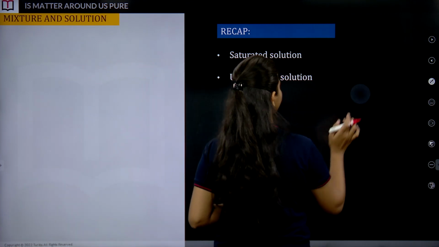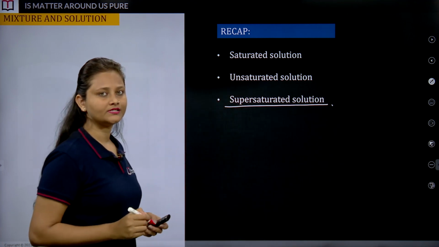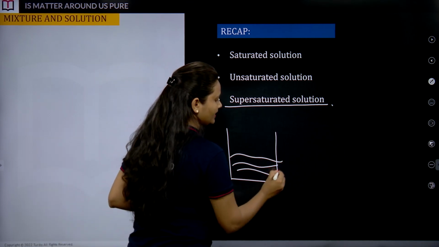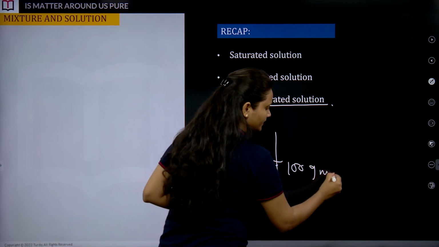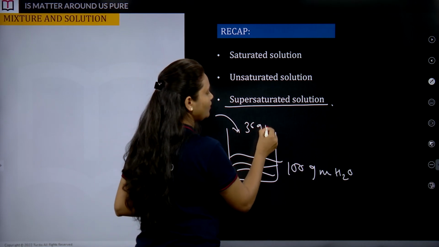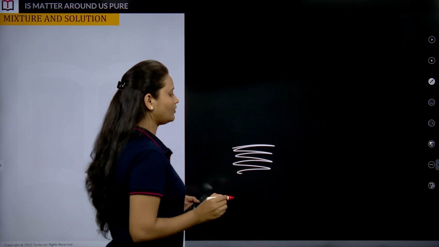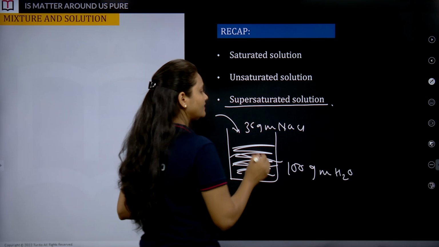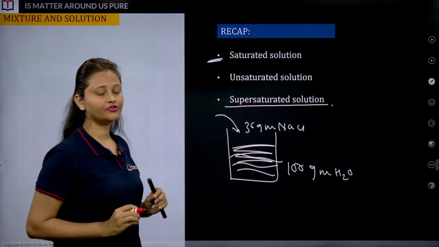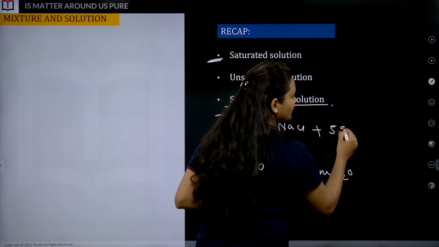Okay, so let's move ahead. And we have supersaturated solution. Suppose this is the solution which I have taken, and let's stick to the same example. We are having 100 gram of water. To this you have added 36 gram of NaCl. And the solution is homogeneous. Correct? And now I can say it is saturated.